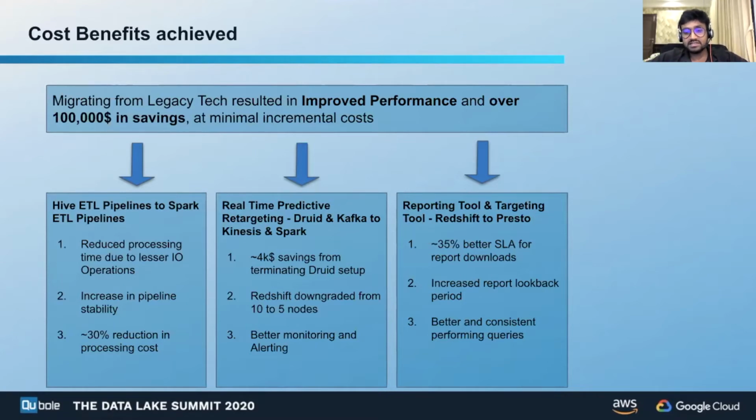Better and consistently performing queries were seen in targeting tools. This was because sometimes in the targeting tool, multiple users were hitting Redshift at the same time, which caused a bottleneck in our operations. Presto, with a better queuing mechanism of queries, made sure that the queries were not failing much. The migration from legacy tech resulted in improved performance and over $100,000 in savings at minimal incremental costs.